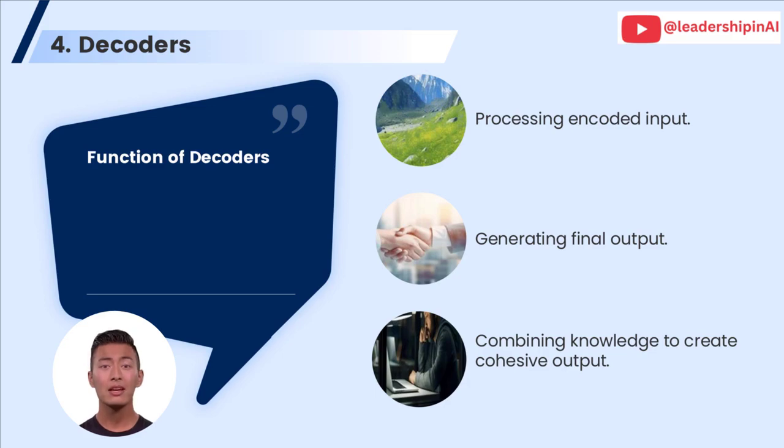The fourth component, decoders, are the unsung heroes in neural networks, turning encoded data back into understandable outputs. They're the final step in a relay race, taking the baton from encoders and sprinting to the finish line. By interpreting and synthesizing encoded inputs, decoders produce the coherent outputs that businesses rely on for decision-making.